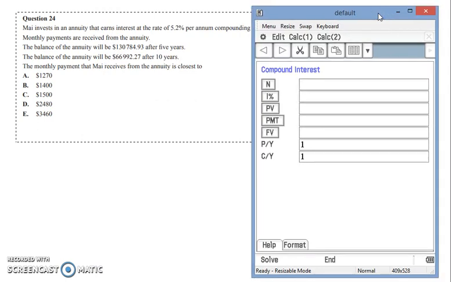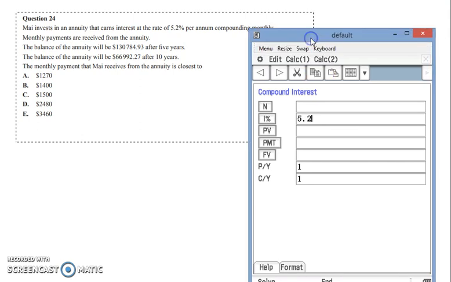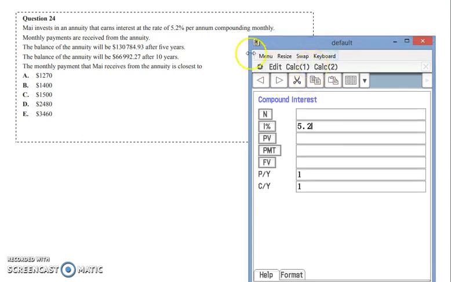Okay, so Maya invests in an annuity that earns 5.2% per annum. So we can put 5.2 into the calculator, and it's compounding monthly, as we can see there. So this value down the bottom needs to be 12 because we're compounding every month. The monthly repayment received is what we are trying to find.